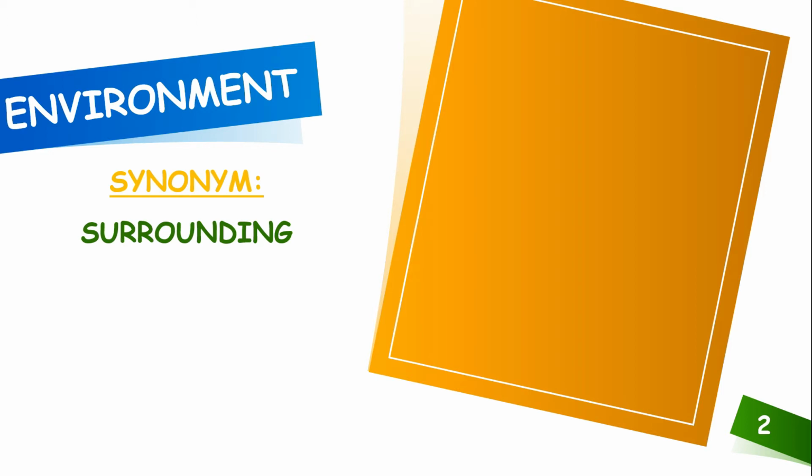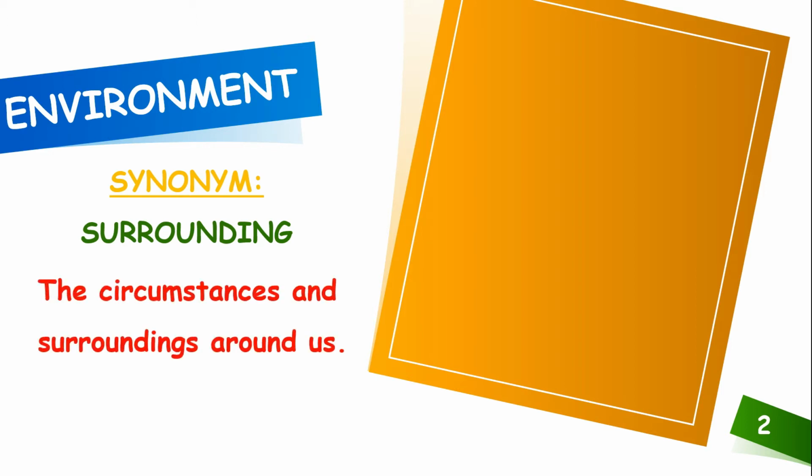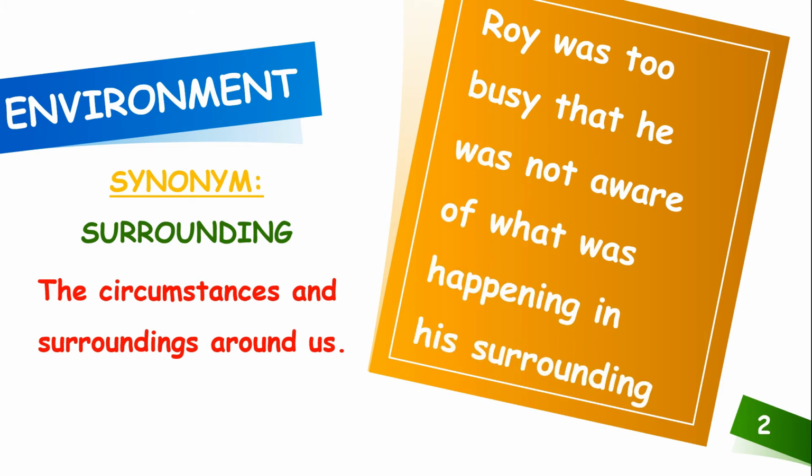The second synonym of the word environment is surroundings. The circumstances and conditions around us are known as surroundings. Now, let us see how to use this word in a sentence where it means environment. The sentence goes like this. Roy was too busy that he was not aware of what was happening in his surroundings. In this sentence, you can see that Roy was not aware of what was happening in the environment around him.